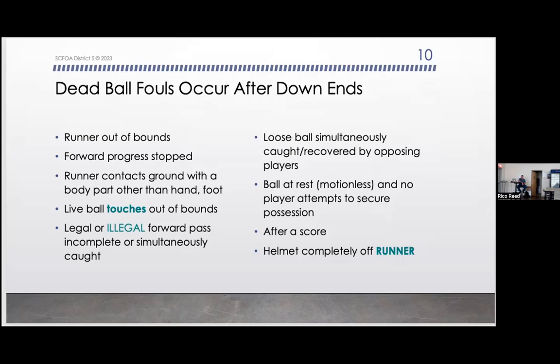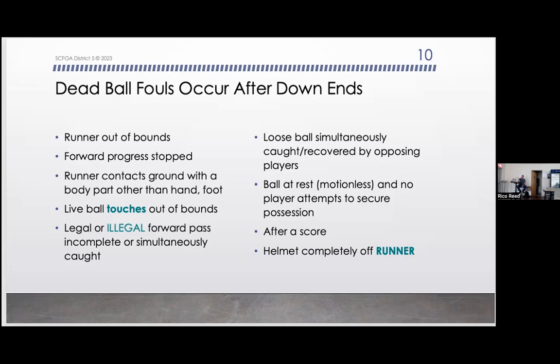So a dead ball foul occurs after the down ends. So when does the down end? The runner goes out of bounds, or progress is stopped. The runner contacts the ground with a body part other than the hand or foot. A live ball touches out of bounds. A legal or illegal forward pass is incomplete or simultaneously called. A loose ball is simultaneously caught or recovered by opposing players. Ball at rest and no player attempts to secure possession after a score, and a helmet completely off the runner. So this is all when a down ends.